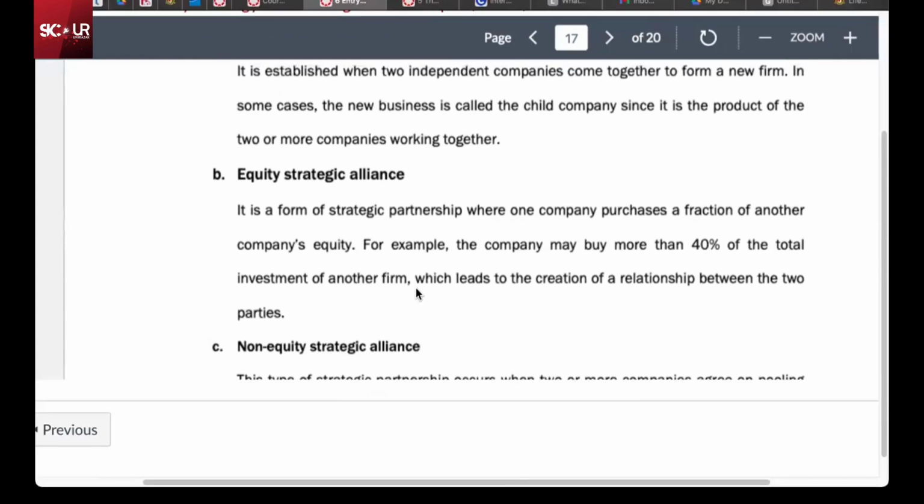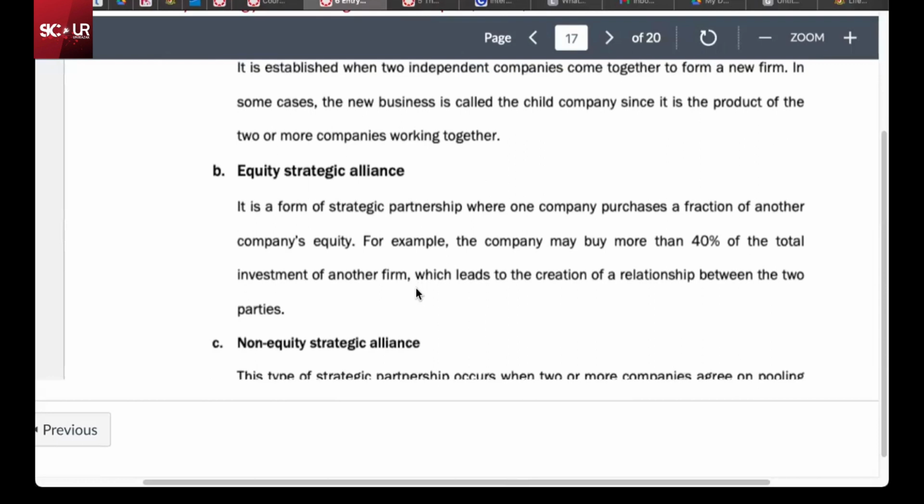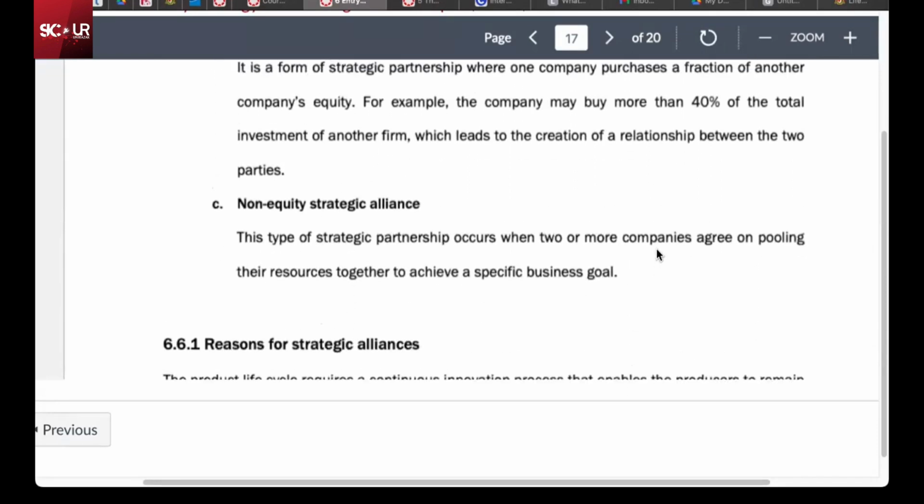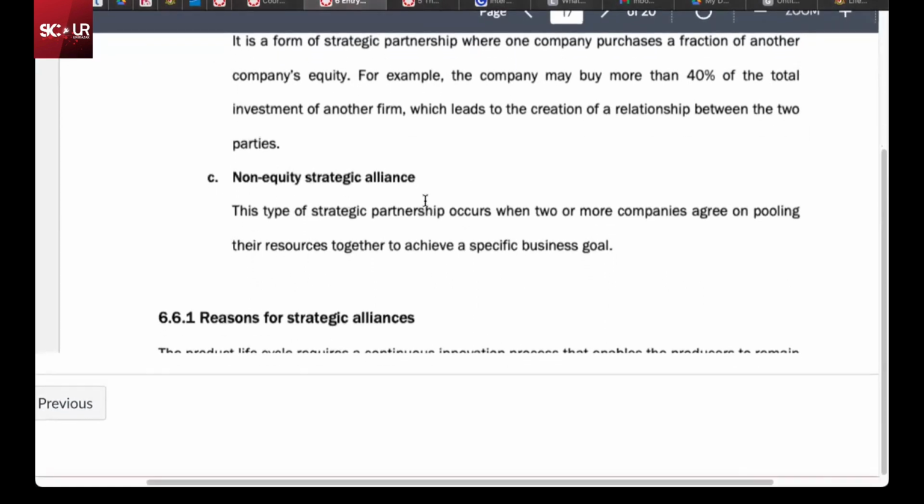Strategic partnership where one company purchases a fraction of another company's equity. For example, the company may buy more than 40% of the total investment of another firm, which leads to the creation of a relationship between the two parties. Now, another one is non-equity strategic alliance. This occurs when two or more companies agree on pooling their resources together to achieve a specific business goal.